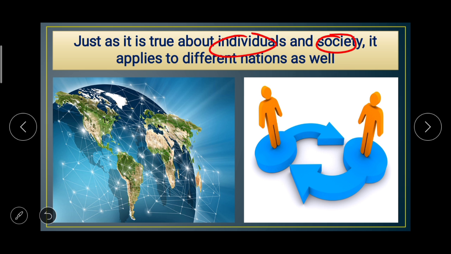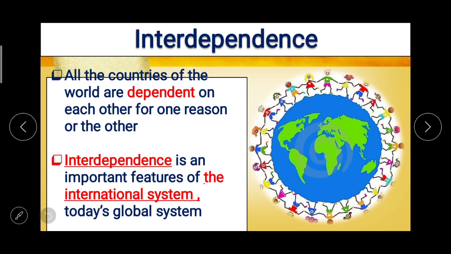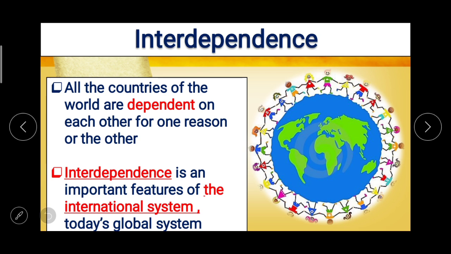So what does it mean? That the countries in the world are interdependent on each other for different reasons, for different purposes. All the countries of the world are dependent on each other for one reason or the other. And these independent states also enter into treaties with each other. So a system of all these independent sovereign states comes up, and we call it the international system. And in the international system, interdependence is an important feature of today's global system.